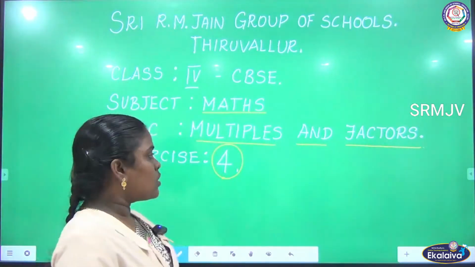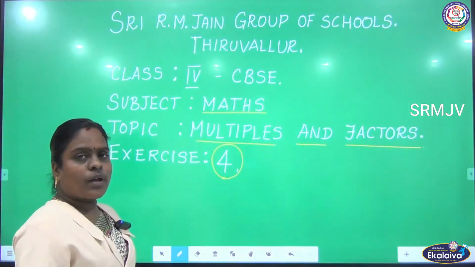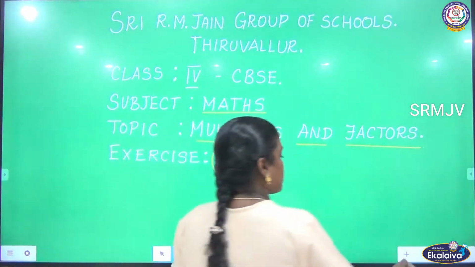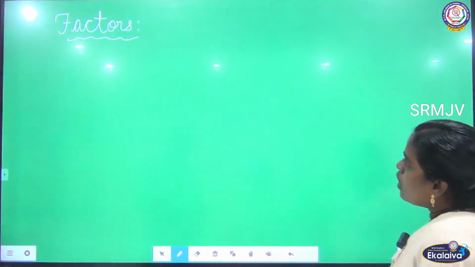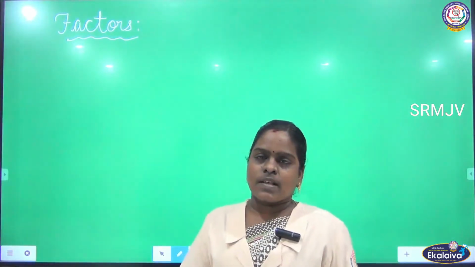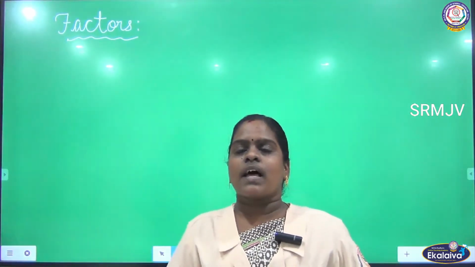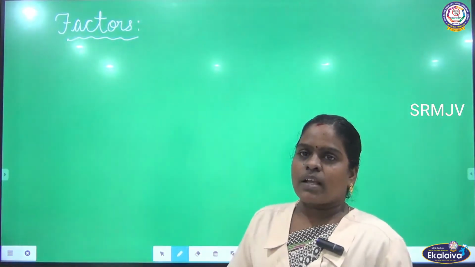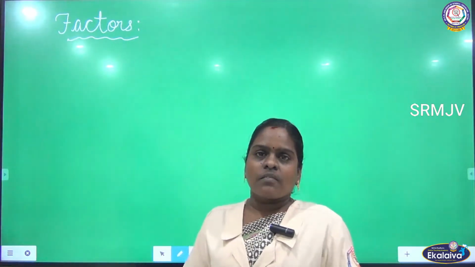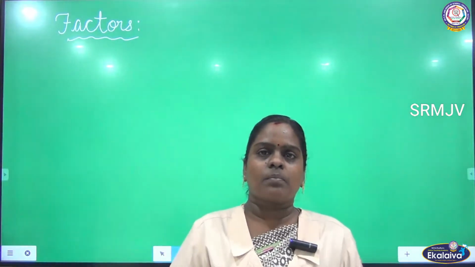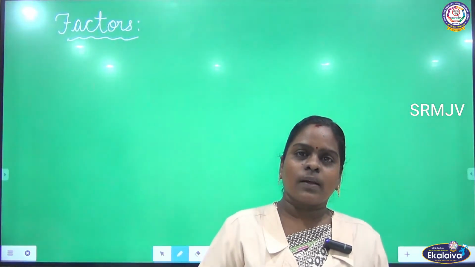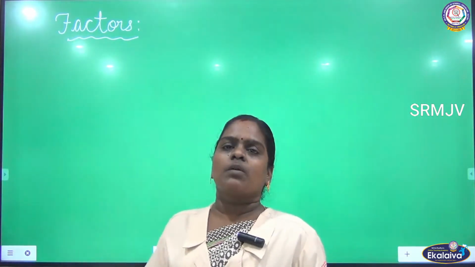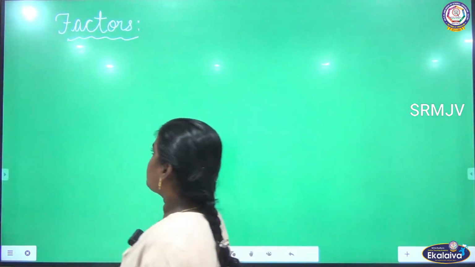Today we are going to learn exercise 4 from the chapter multiples and factors. Before entering into the exercise, we learn what is a factor and the properties of factors. Yes, in the previous class we have learned about the multiples. Do you remember? Let us revise the multiple first, then we'll move into the factor.